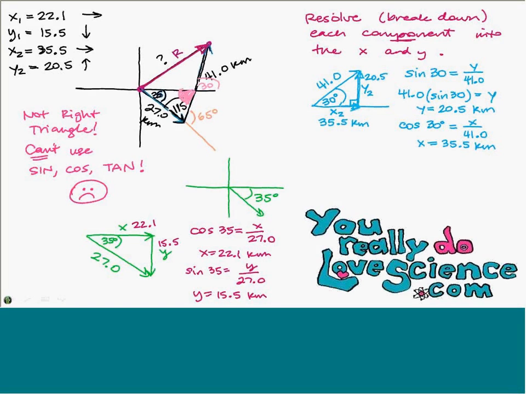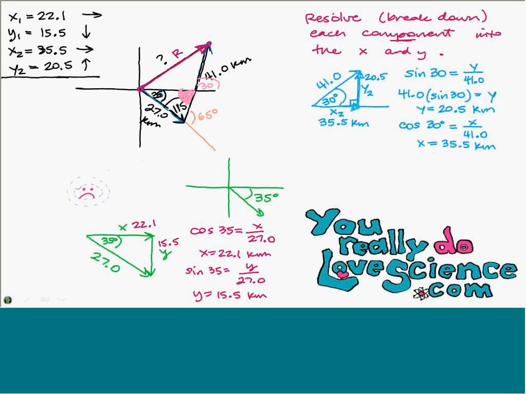So now all we have to do is add them. What you do is you're not allowed to add an x to a y. You have to add the x's to the x's and the y's to the y's. So let's get a total x. If you don't mind, I'm going to use my special eraser and get rid of my little note, not right triangle, because we can't use sine, cosine, and tangent since it's not a right triangle. I mean, you can use them, but you can't use them immediately. And I'll get rid of the sad face since we're starting to understand it, so we're feeling happy.